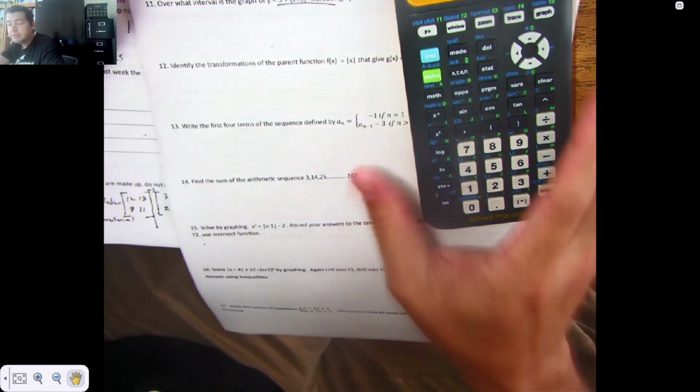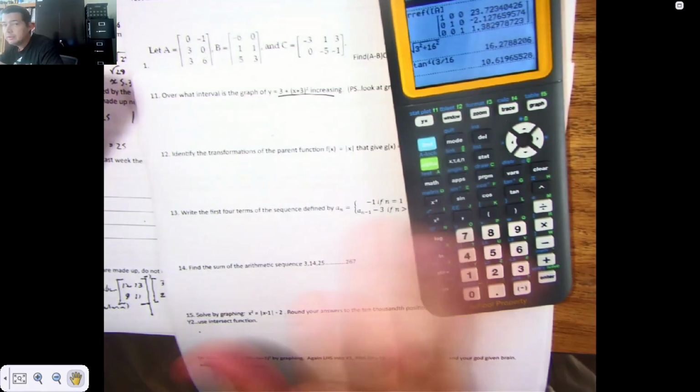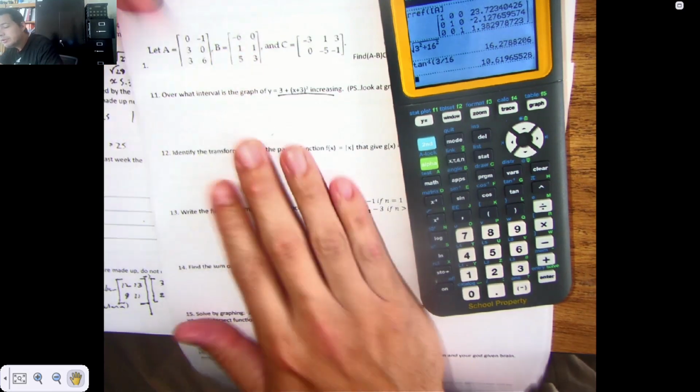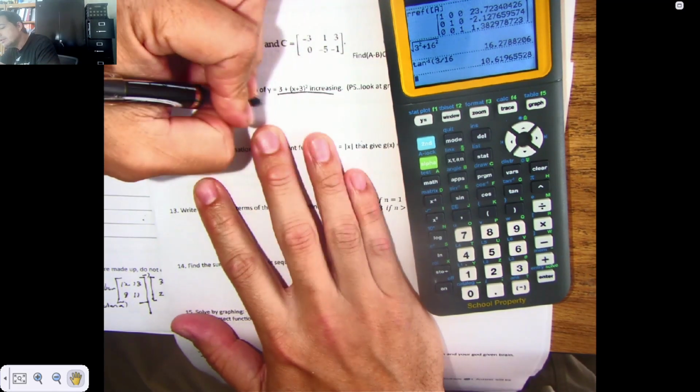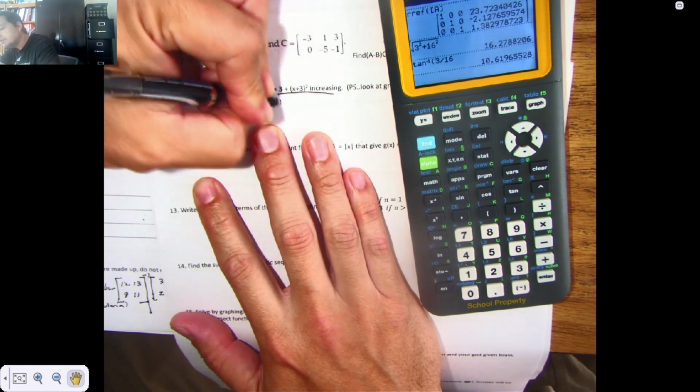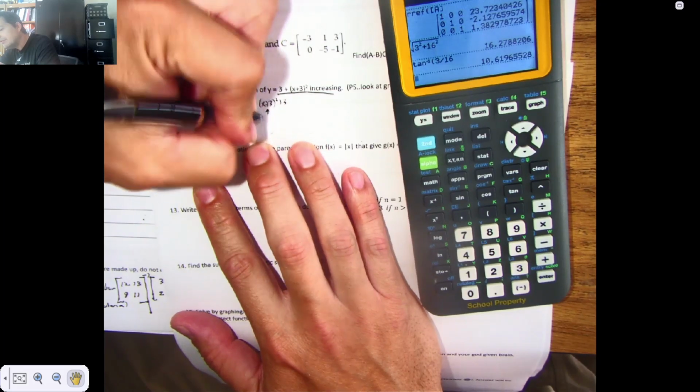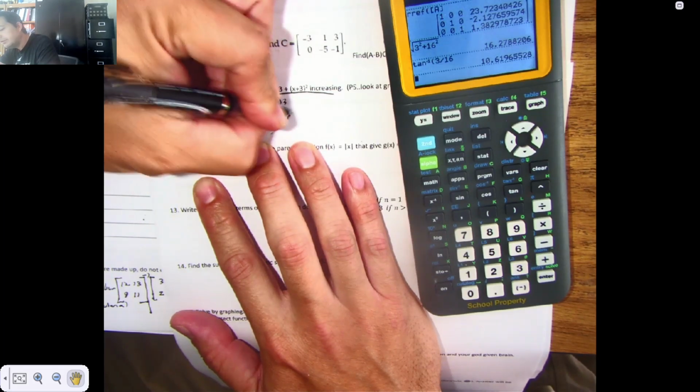All right, it's all downhill from here. Where is this thing increasing? Now, you should actually know how to graph this by hand. I'm going to look at a calculator too, just to show you I'm right. This is (x plus 3) squared plus 3. It is left 3, up 3.